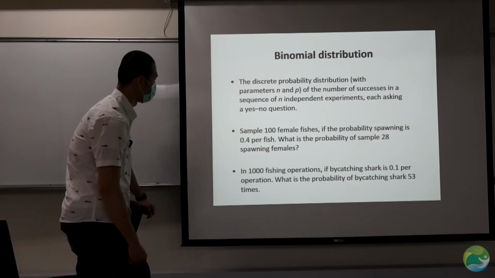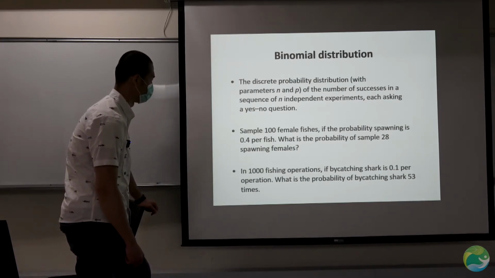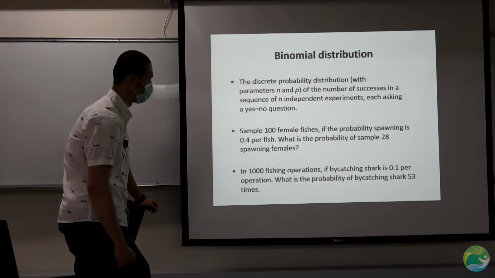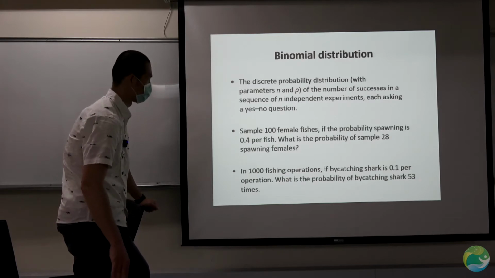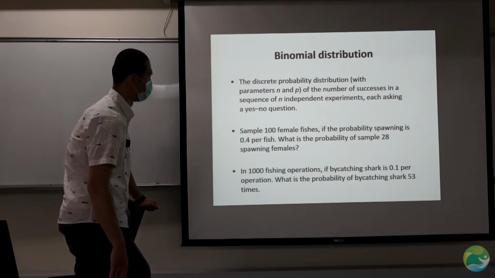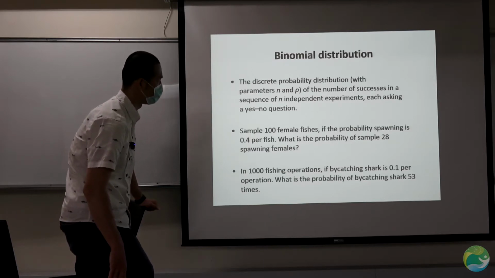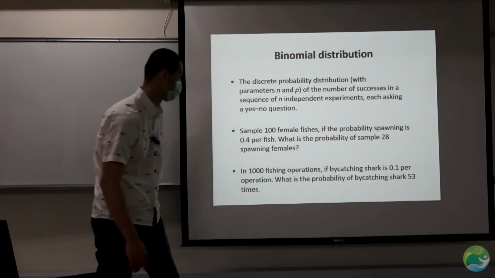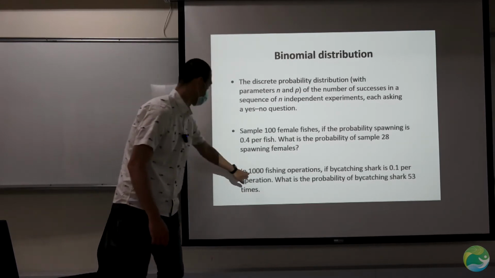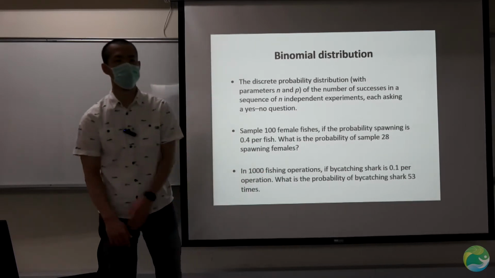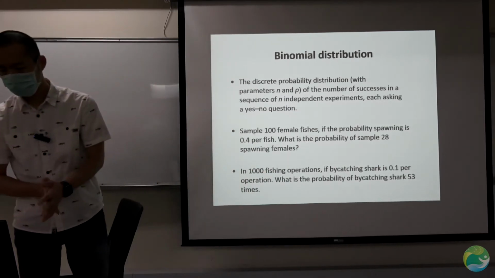Second case, if 100 fishing operations were done by a fisherman in one day, based on the previous research report, the probability of bycatching a shark in such a kind of fishery is 0.1 per operation. What is the probability of bycatching a shark 53 times in 1,000 fishing operations? Okay?